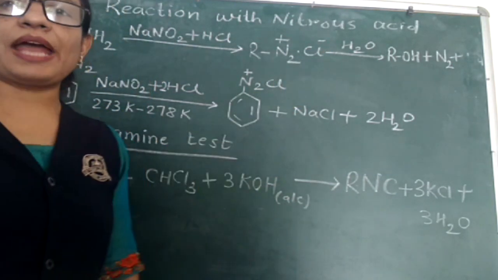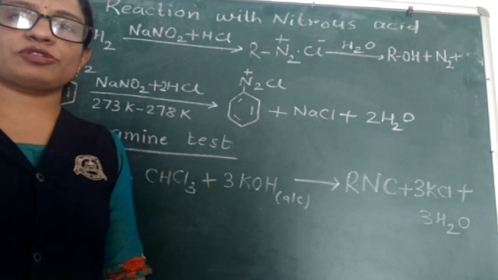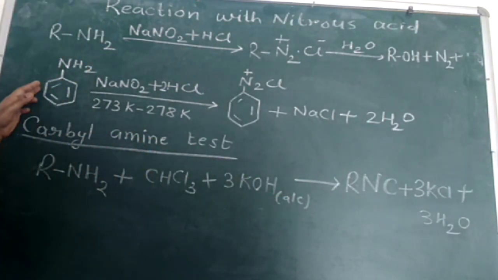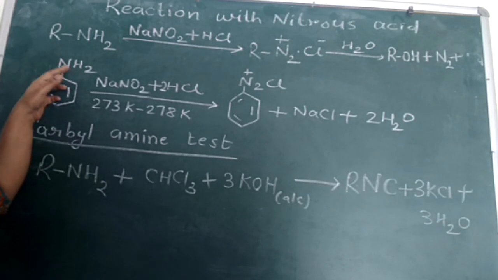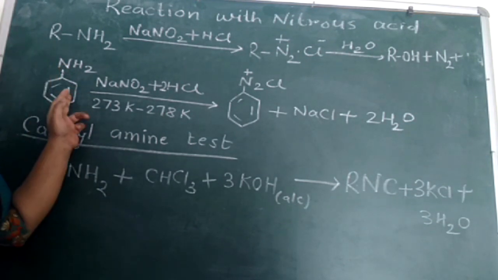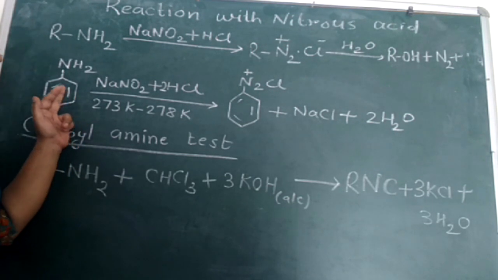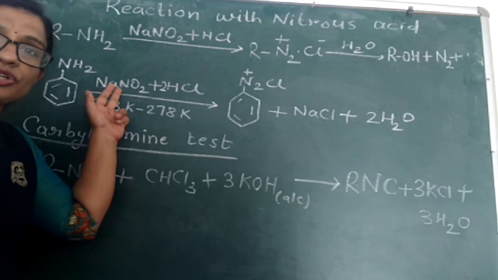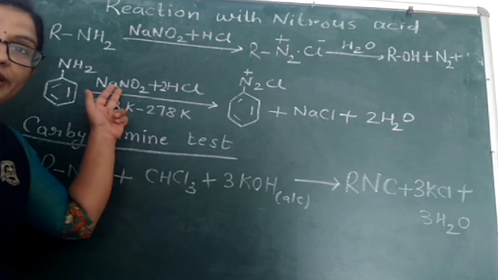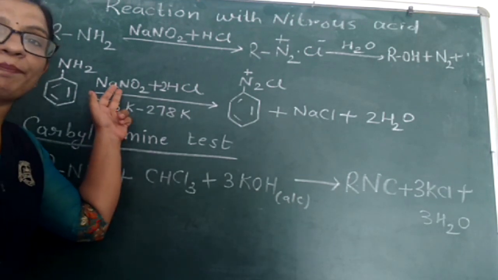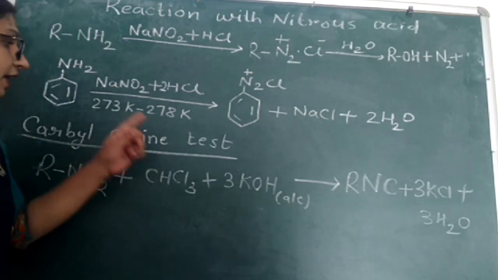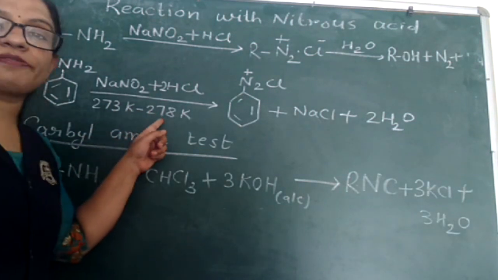The same type of reaction with nitrous acid takes place with aromatic primary amines. Let's see. This is an aromatic primary amine. The common name, which we have used many times, is aniline. When aniline is treated with nitrous acid, first of all, this reaction takes place at a very low temperature of 0 to 5 degrees Celsius. That means in Kelvin, 273 to 278 Kelvin.